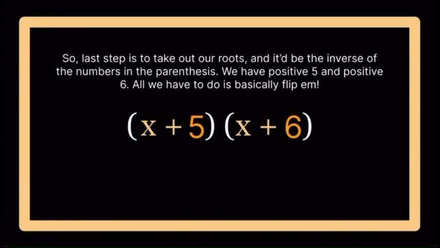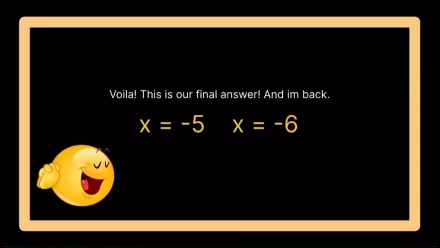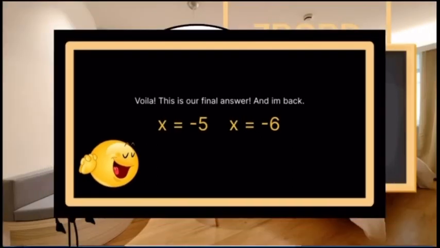So the last step is to take out our roots, which should be the inverse of the numbers in the parentheses. We have positive 5 and positive 6. All we have to do is basically flip them. And voila, this is our final answer, and I'm back.